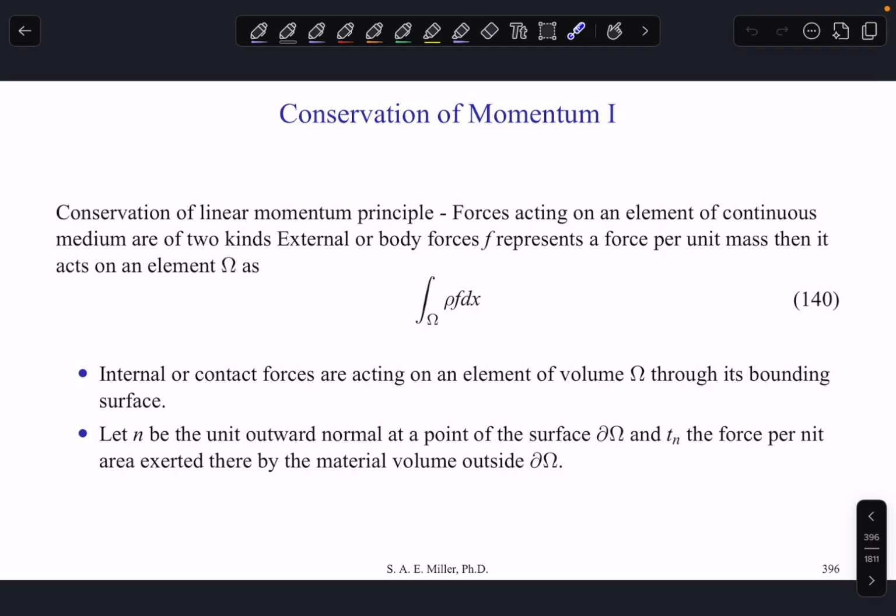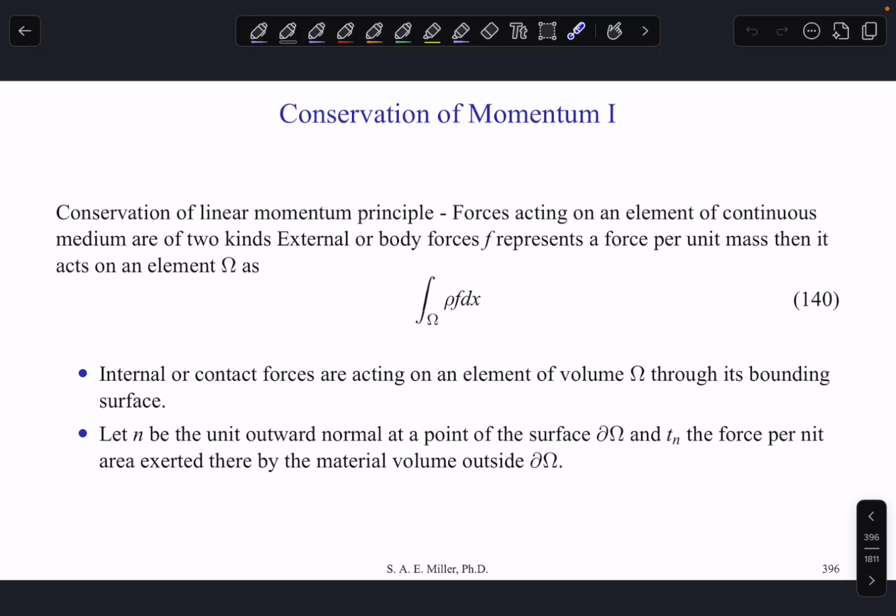Now that we derived the conservation of mass equation, we'll turn to conservation of momentum. We'll look at linear momentum in particular. Remember that the forces acting on a fluid parcel of a continuum are of two kinds that we'll divide into internal forces and external forces.